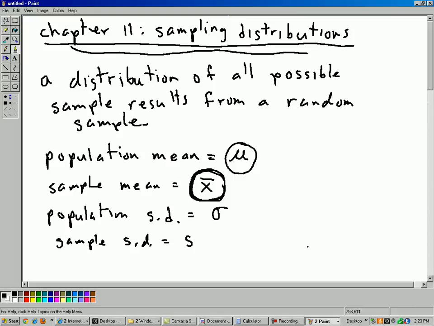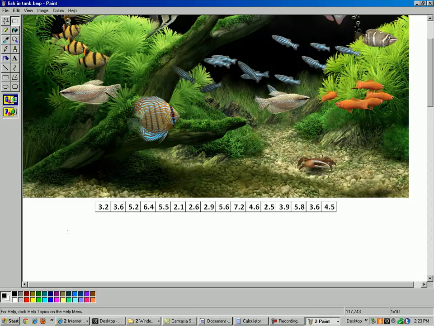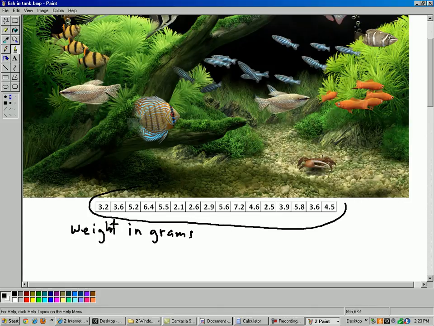So to begin, let's suppose we have a population of fish in a fish tank. It's a nice simple demonstration to get us started. So let's take a look. I have a nice picture of some fish in a tank. So here's our population. And also, let's just suppose that we know the measurements of all the fish in the whole population. So let's just pretend that this is the weight in grams of our fish. Let's say we have 16 fish in our fish tank. And here's the whole population measurements right here.